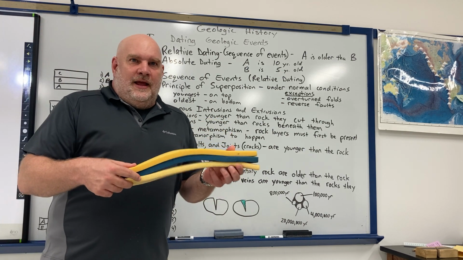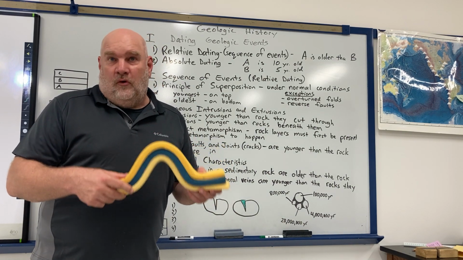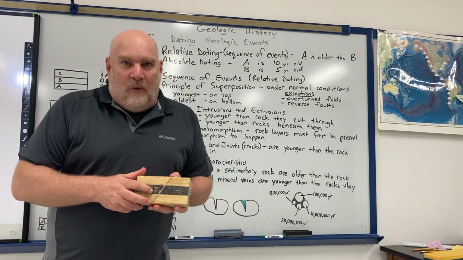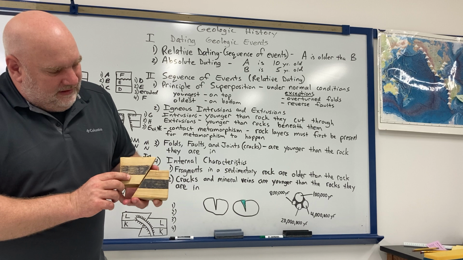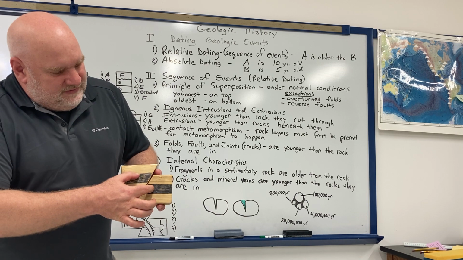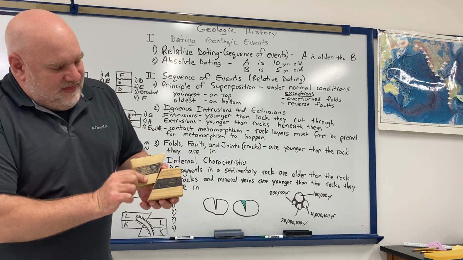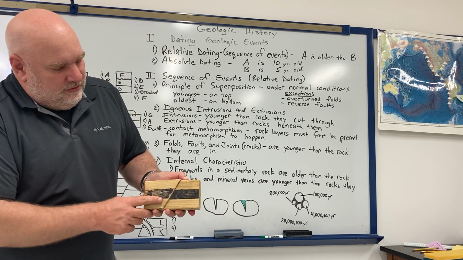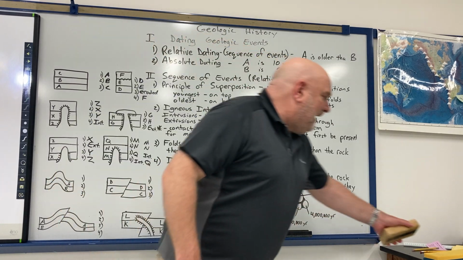So a fold has to happen after the rocks that are in the fold formed, all right? The same thing applies to a fault, all right? Rocks have to exist before they can be faulted. So if I had a fault that looked like that, the sequence of events would be this formed first, this formed second, this formed third, then they faulted. So to get that, that formed first, that formed second, that formed third, and then they faulted. So a fault is younger than any rock layer it cuts through.